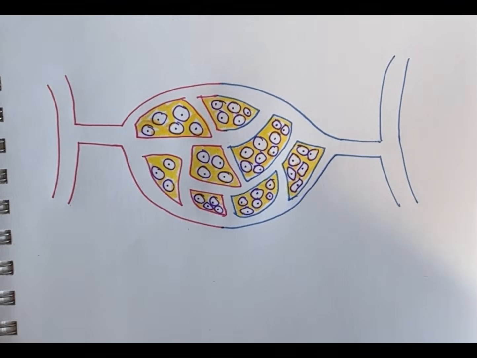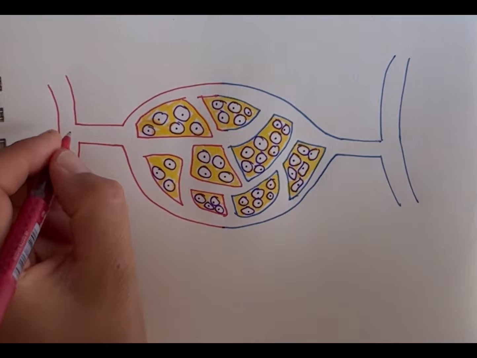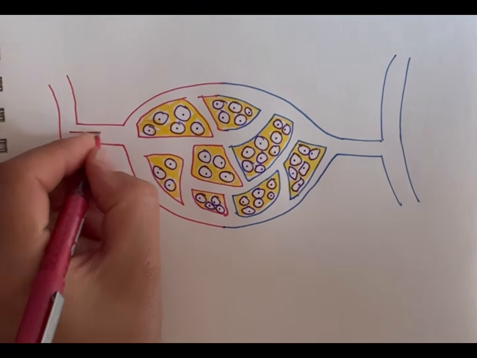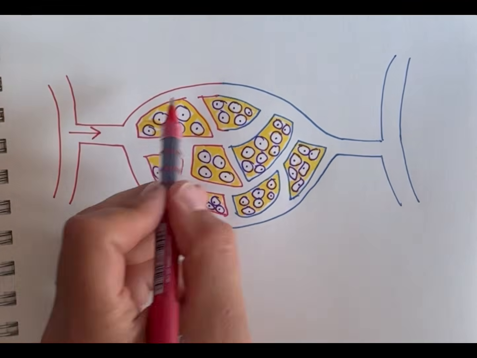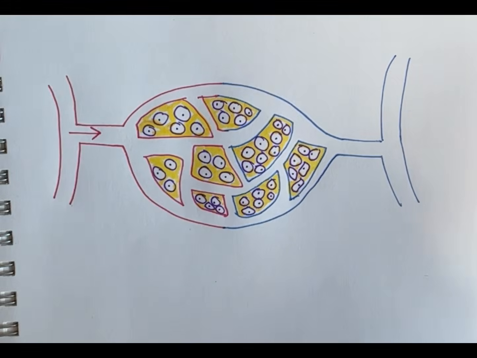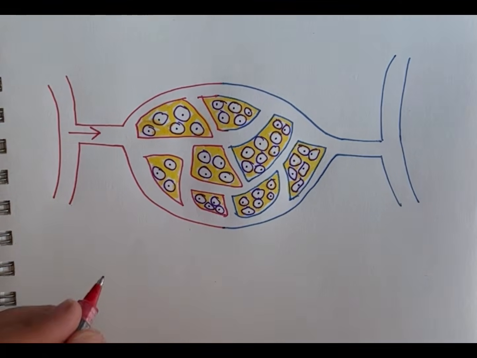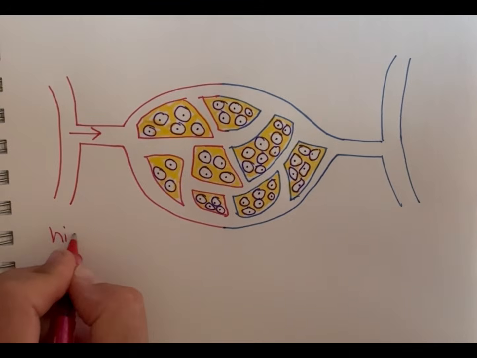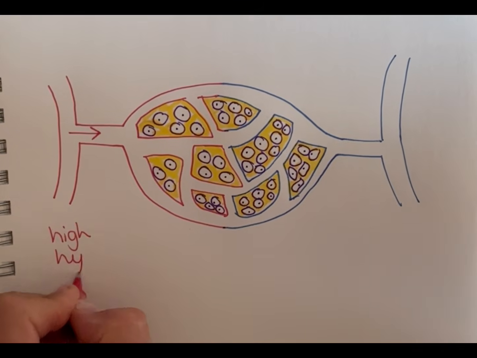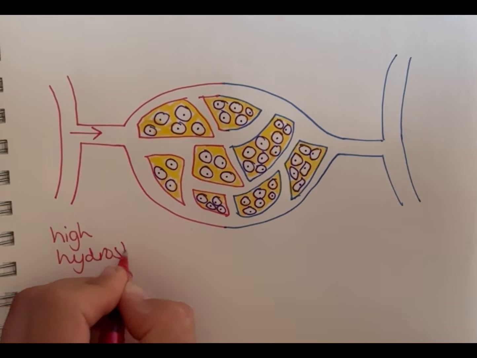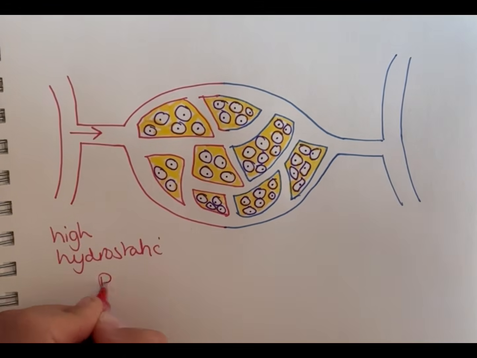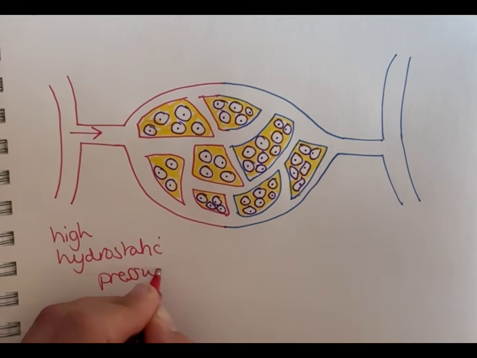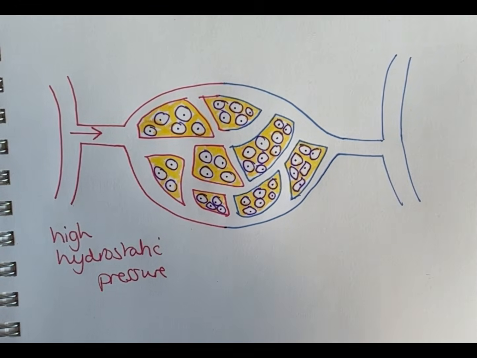So if we think about how tissue fluid is formed, first of all, we have blood entering from an arterial end into a capillary bed. And the blood at this arterial end is under high pressure. It's called high hydrostatic pressure. And that's the pressure caused when fluid is forced out of the capillaries.